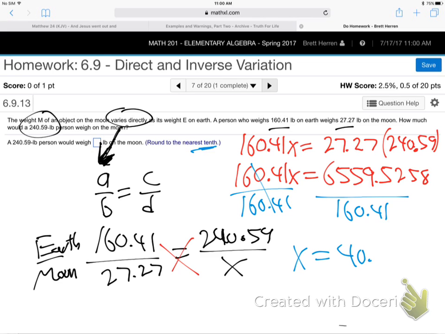40.8? 89? Just want one spot, so 40.9? 40.9. There's a weight loss program from 240 pounds down to 40.